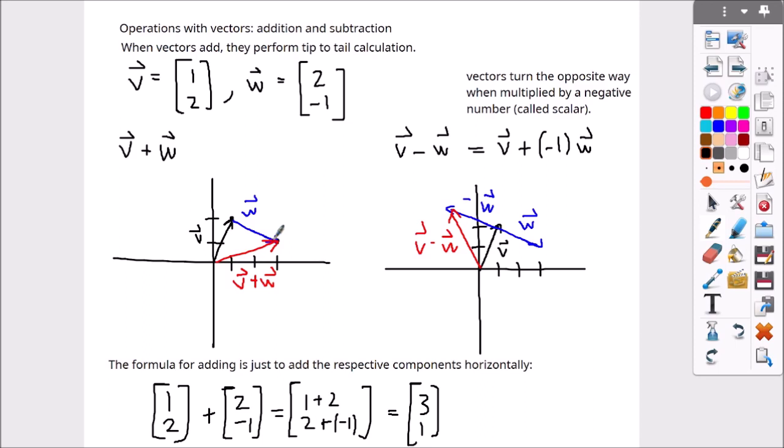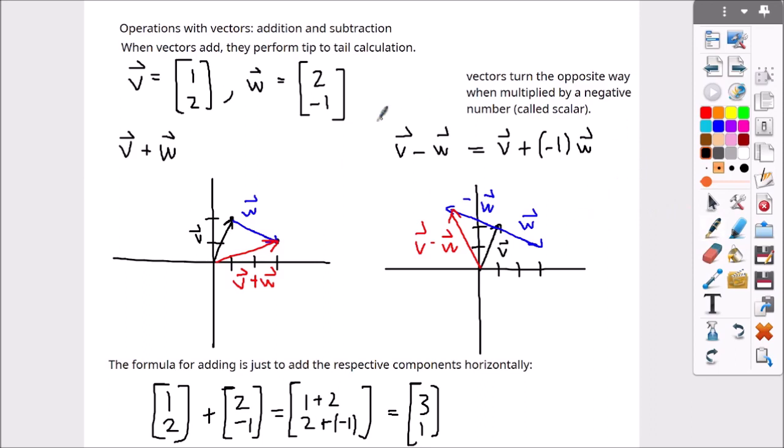Basically close to make it a triangle. But the initial point has to start from the origin because v started from the origin, and then it has to end at the tip of w. So that's v plus w right there. So geometrically, it also makes sense because if you move 1 and then move 2, you'll end up with 3, and then if you move up 2 and then move down 1, you'll end up with 1. So that's v plus w. Now what about v minus w?